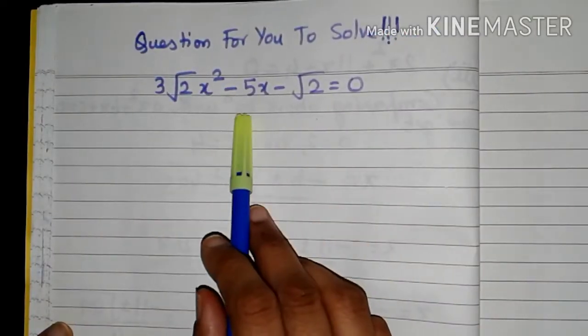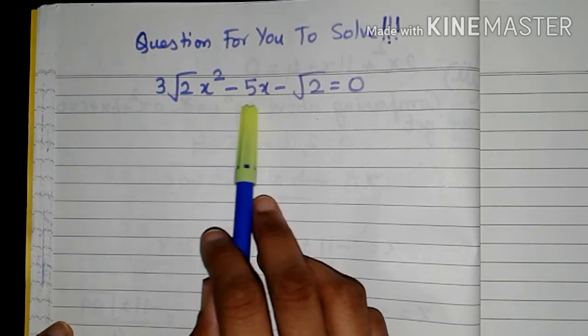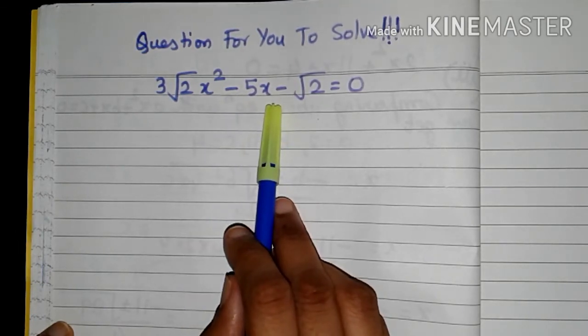So friends, here is the question for you to solve. It's 3 into root 2 x square minus 5x minus root 2 equal to 0.